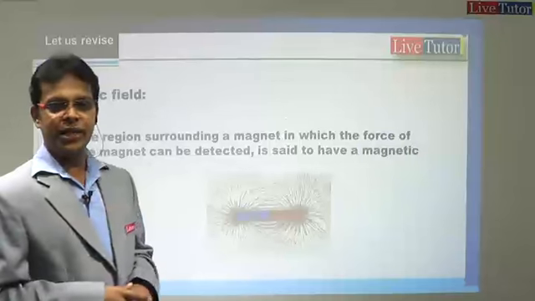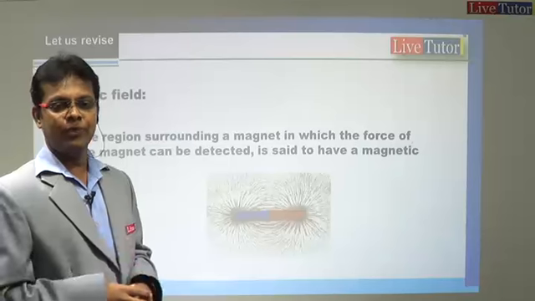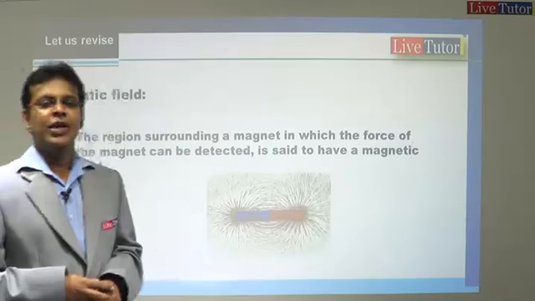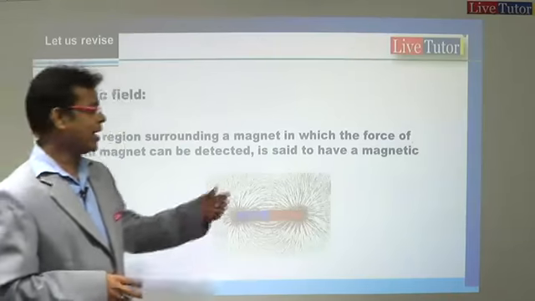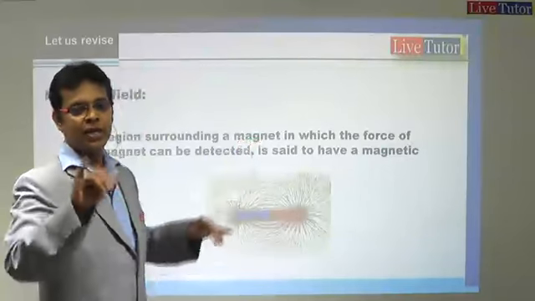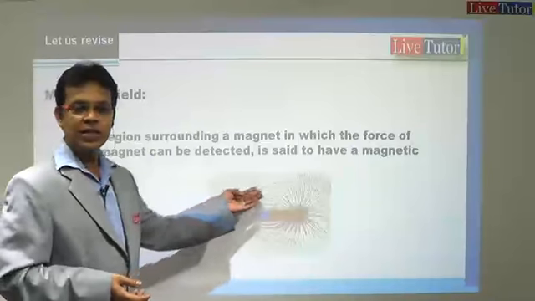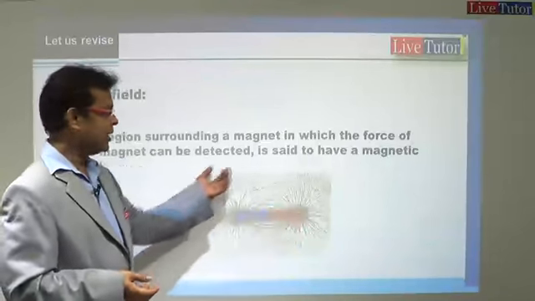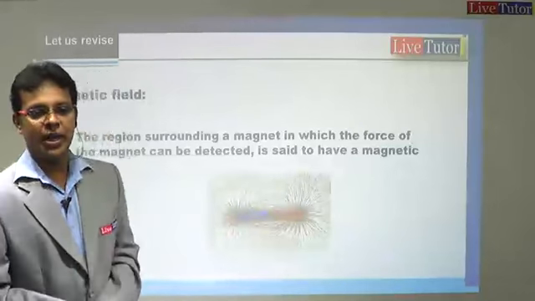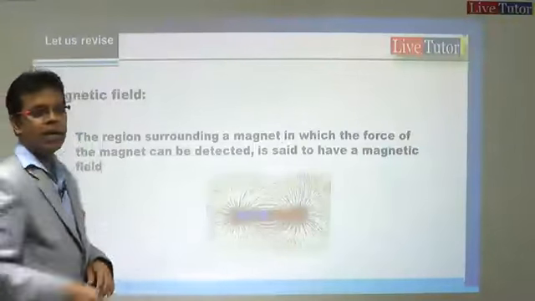There are two ways of detecting the magnetic field. We learned yesterday. Can you just recall it? Exactly. The first one is by keeping the magnetic compass and seeing to what extent the compass shows deflection. That is the first method. The second one is by using iron filings. By sprinkling the iron filings around the magnet, the magnetic lines of force will be created. So these are the two methods by which you can detect the magnetic field around a magnet.